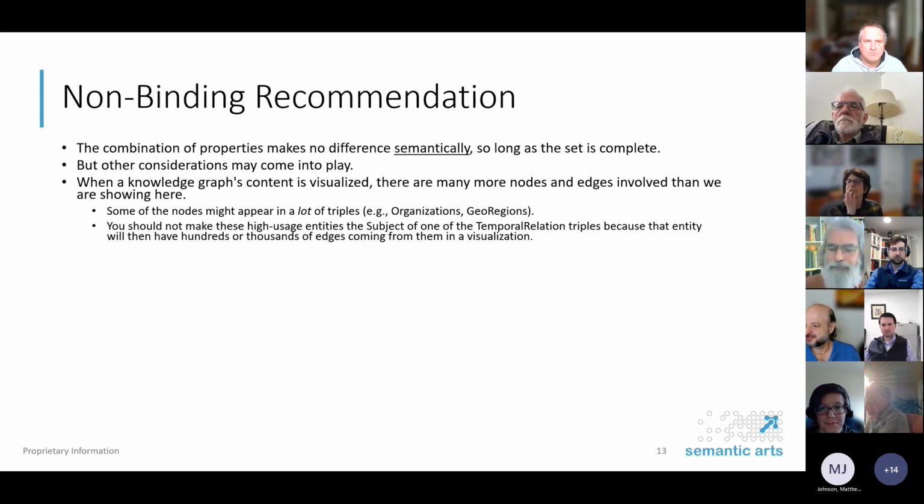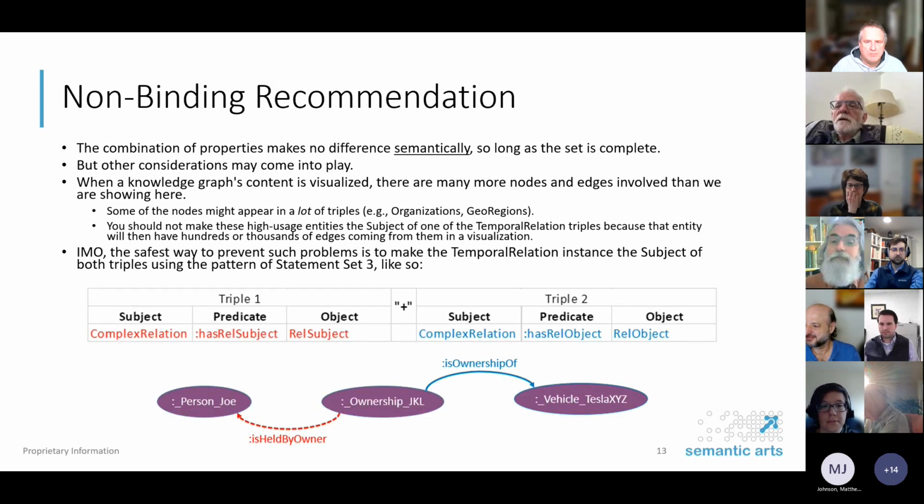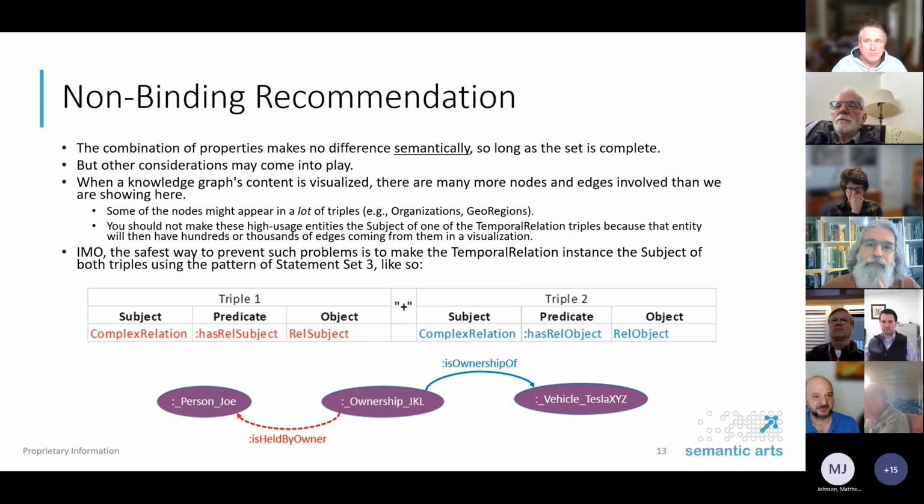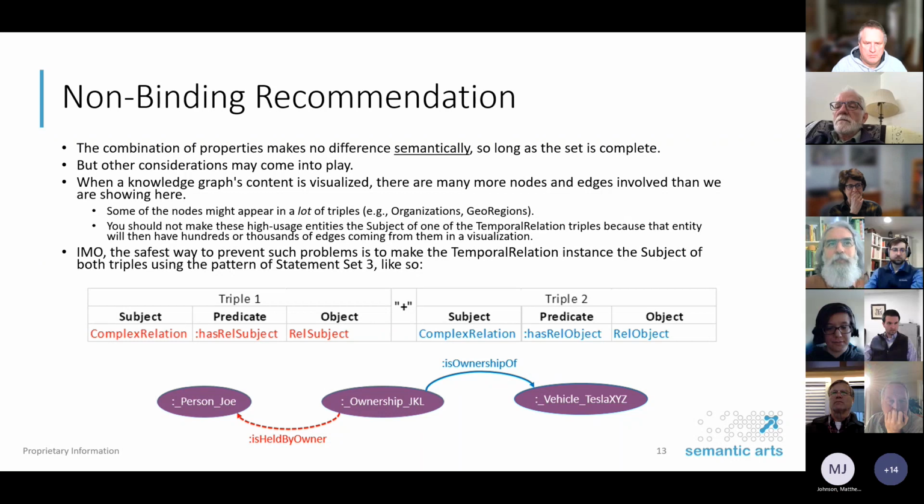So Dan, how does making a temporal relationship change it? If you say this organization owns this other organization. Well, where I'm going here is the recommendation that I have is to generally use the ownership, the temporal relation, as the subject of your triples.